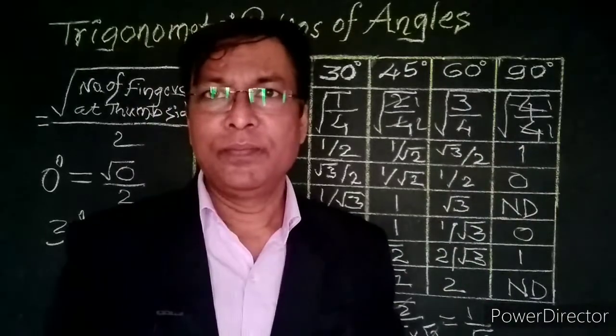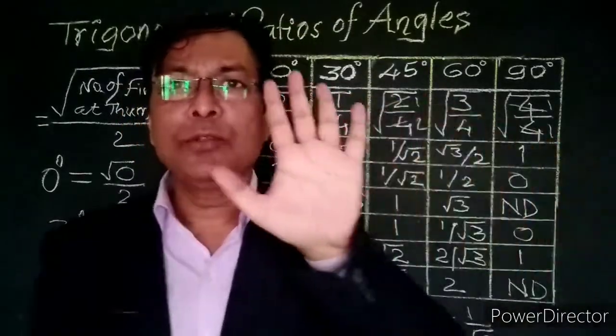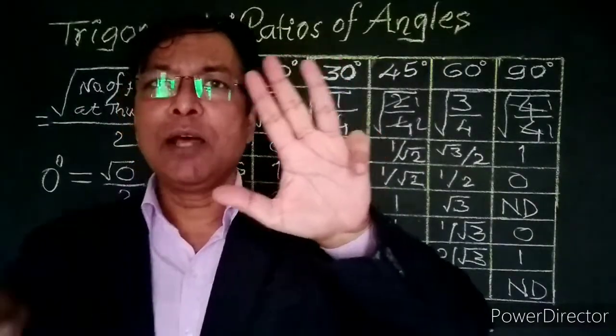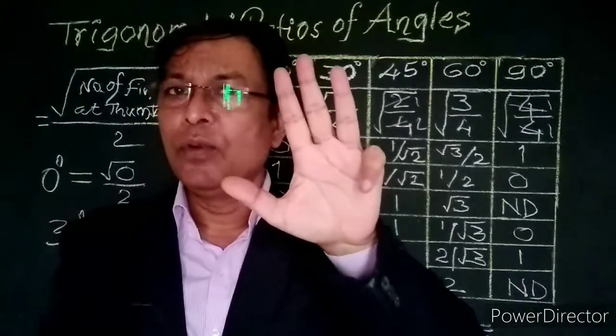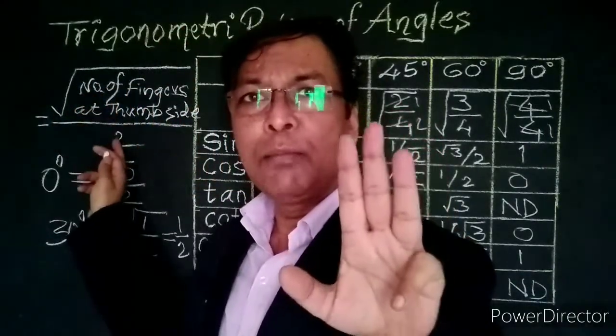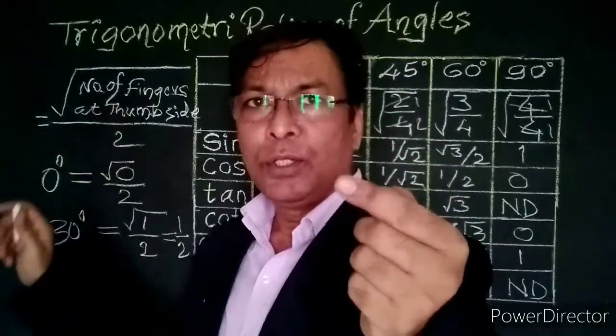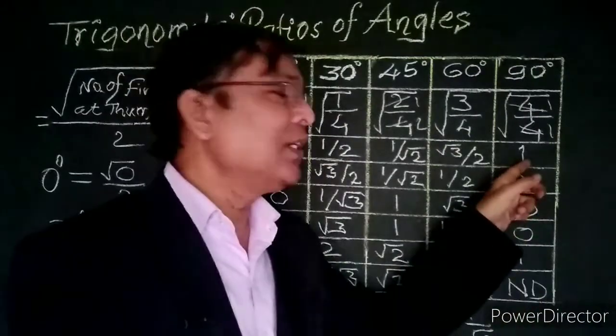Now, to find sine 90 degree, we have to fold the little finger. Now at the thumb side there are 4 fingers. Square root of 4 means in the square root sign we have to write 4, divided by 2. Square root of 4 is 2, divided by 2. 2 ones are 2, so we get 1.